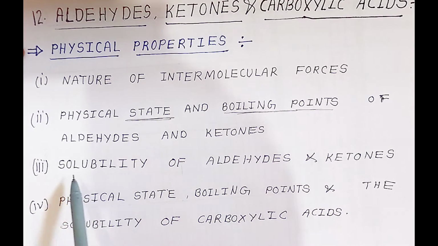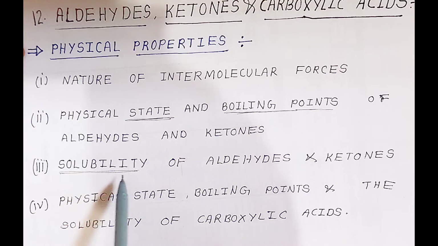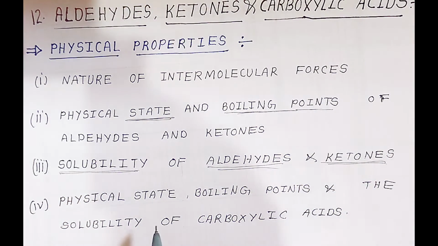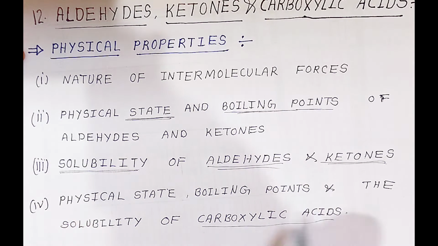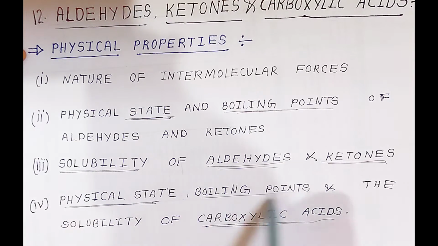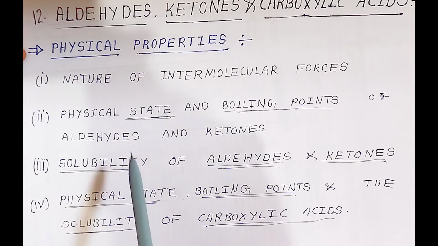Now third, we are going to see the solubility. Ability to dissolve is called solubility. Solubility of aldehydes and ketones also we are going to see. Which factors affect the solubility of aldehyde and ketones? Now fourth, in carboxylic acid students, we will see the physical state of carboxylic acid, boiling point of carboxylic acid and the solubility. All three physical properties of carboxylic acid we are going to see. So these are the physical properties we are going to see in this video.